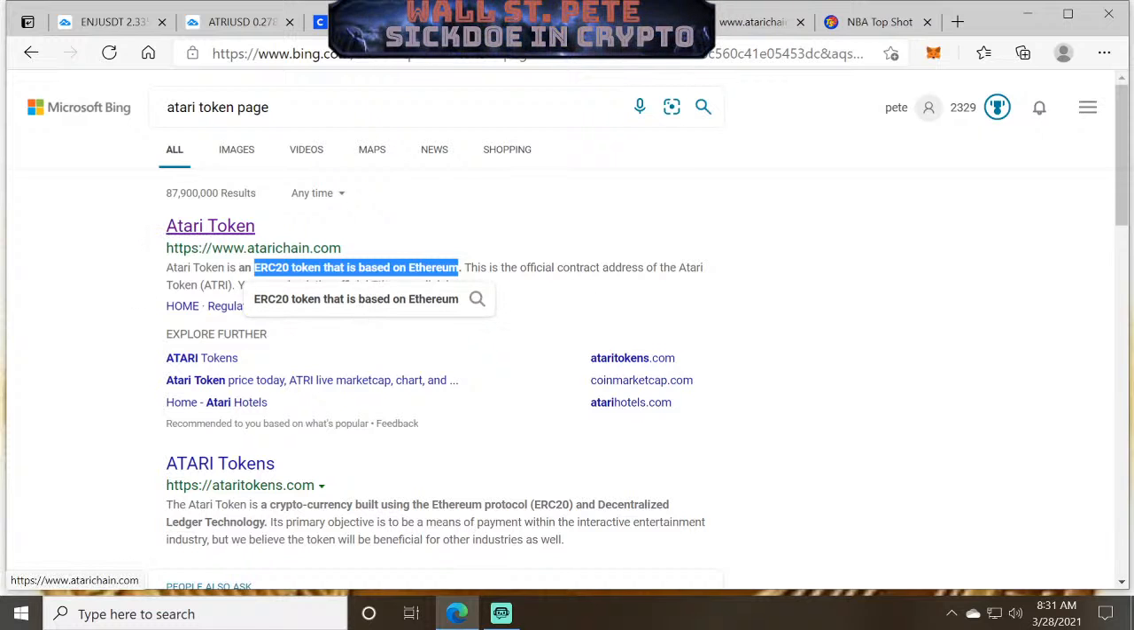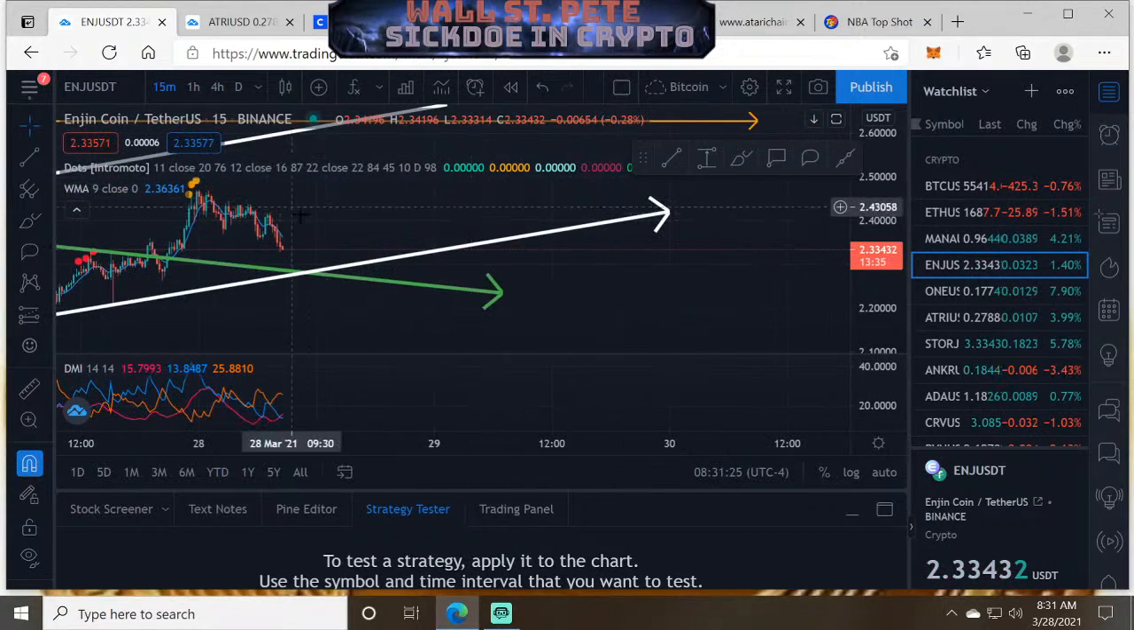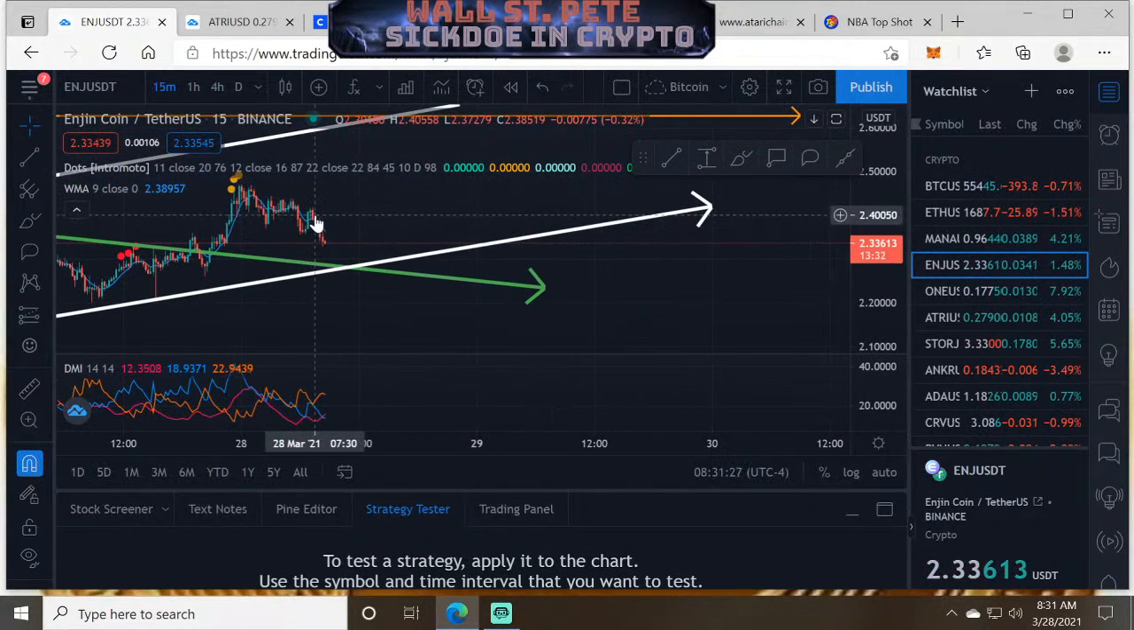Atari will be on Coinbase. Atari will be on everything. It'll be ridiculous. Same thing with Enjin. Enjin's already touched 245. It's going to make some moves. Pay attention to what's going on there. The 15-minute candles are very telling. See the curve? Do you see the curve happen already? I'm really trying to show you.